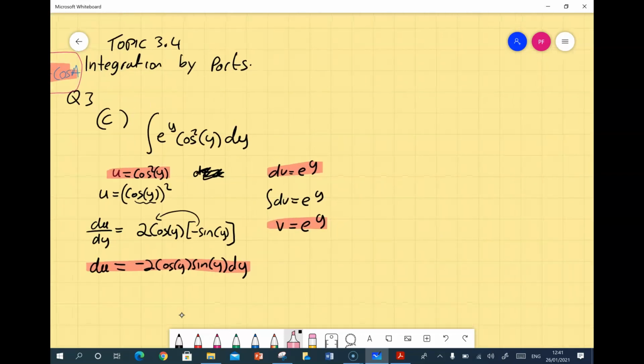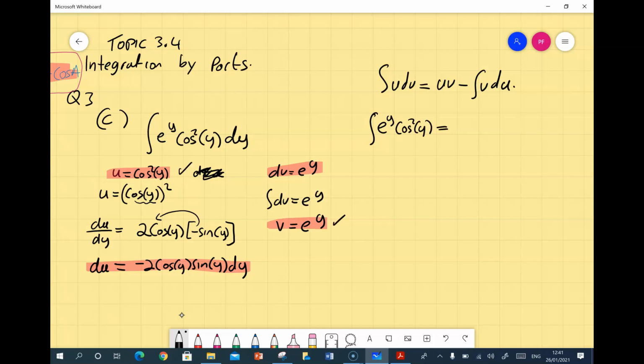Okay, so let's set about using our integration by parts formula. The integral of u dv is equal to uv minus the integral of v du. So the integral of u dv is what they gave us, that's e to the power of y cos squared y, equals u times v. So u times v is cos squared y by e to the power of y.